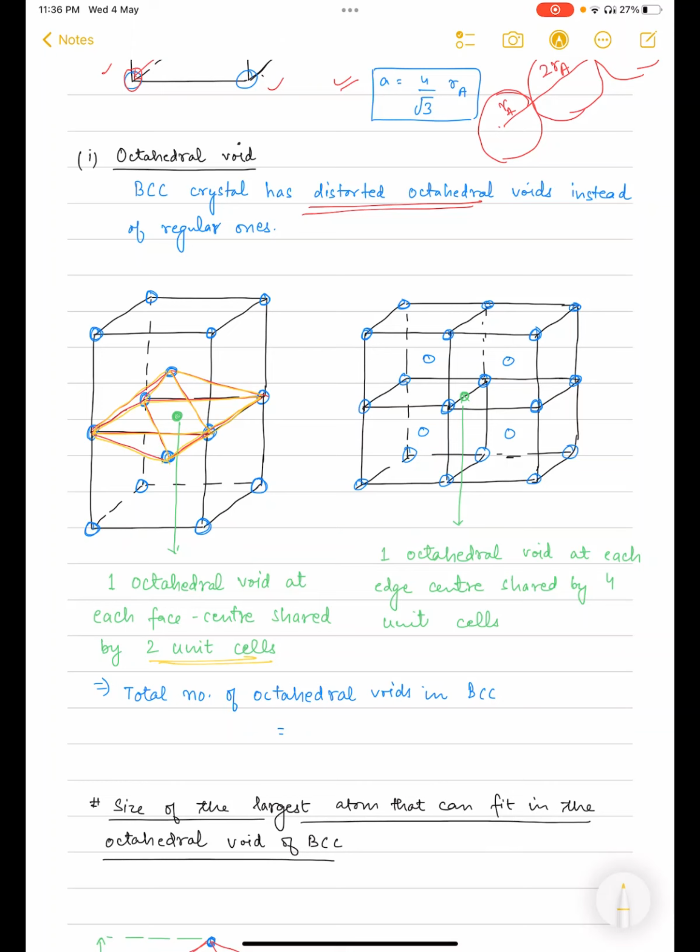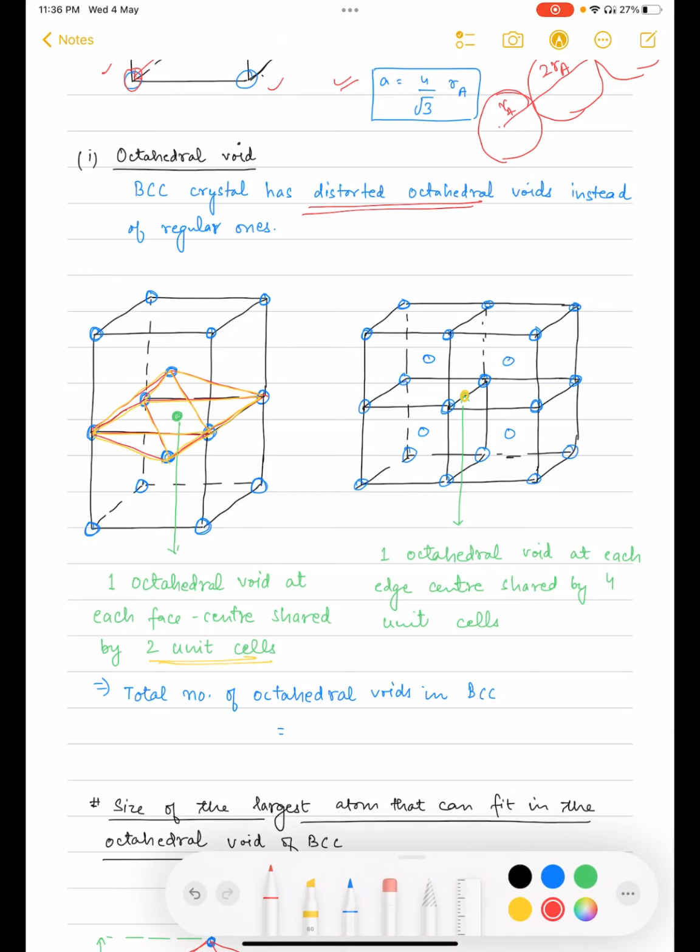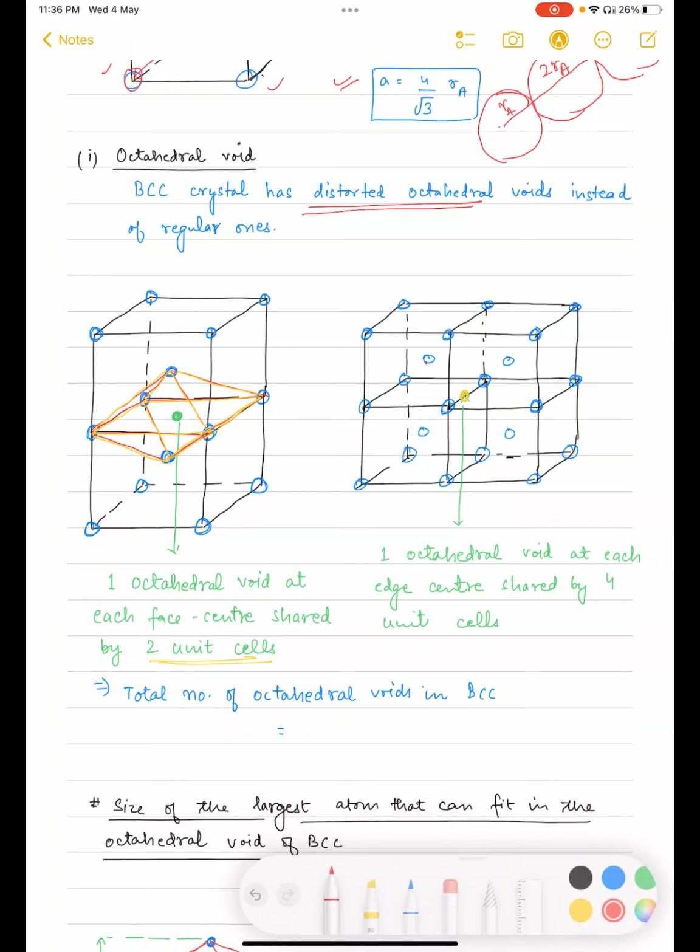Okay. Next, we have one octahedral void at each edge center, and that is shared by 4 unit cells. So we can see these 4 body centered atoms along with these 2 vertex atoms this way.